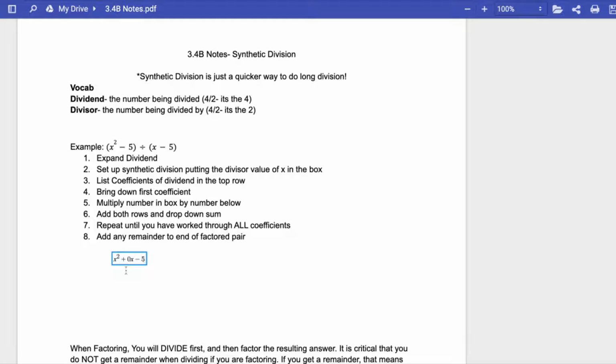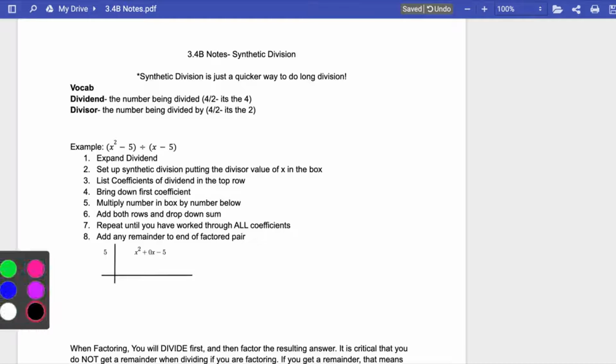All right, so I expanded the dividend, and now I'm going to set up synthetic division by putting the divisor value of x in the box. The divisor is x minus 5, which means if I were to find the horizontal intercept, I would set this equal to 0, and x would be 5. So I'm going to put 5 here, and then draw my box around it. All I do for that is make two little lines, a line down here, and then a line right there.